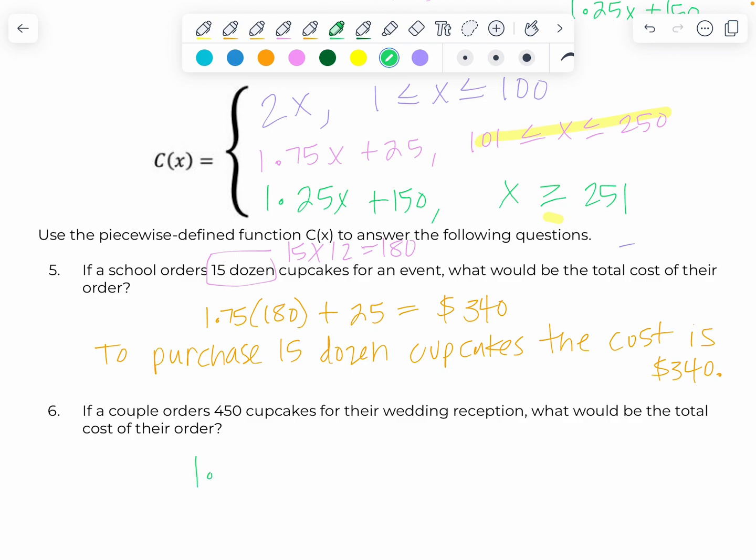So we've got 1.25 times 450 plus 150. And that's going to give us a total of $712.50. So you would write a sentence similar to that one right above. The couple orders 450 cupcakes for their wedding. The total cost of their order would be $712.50.